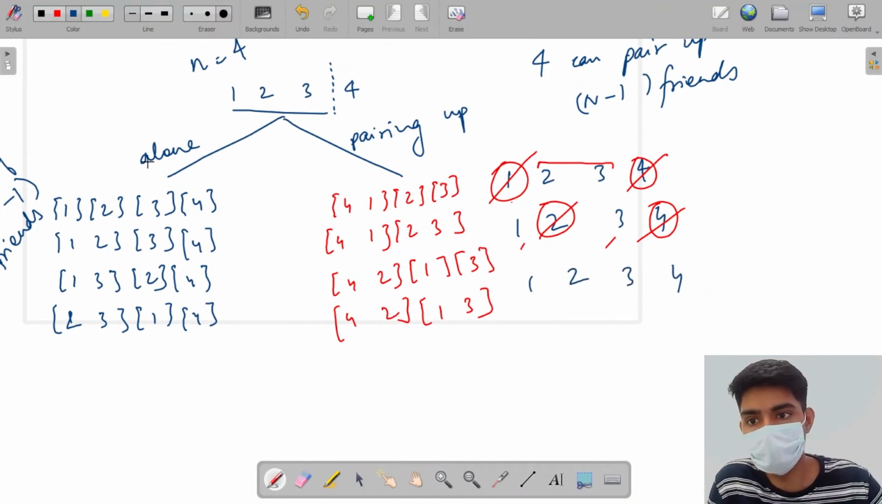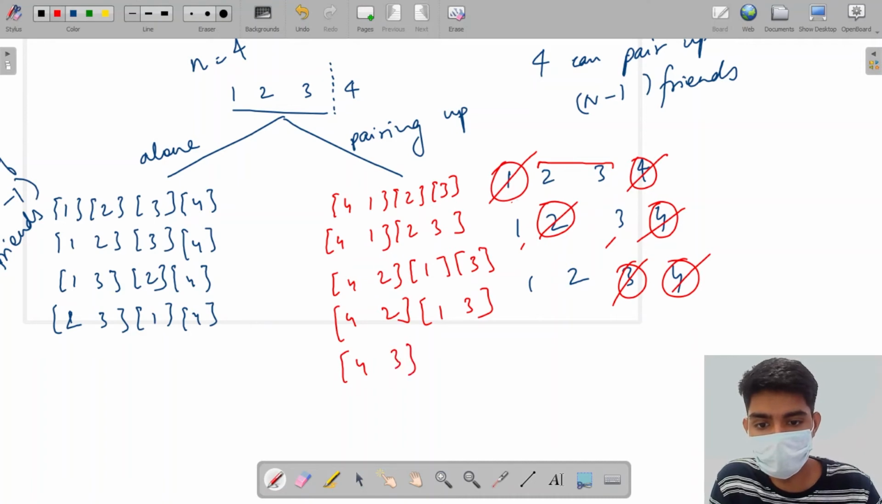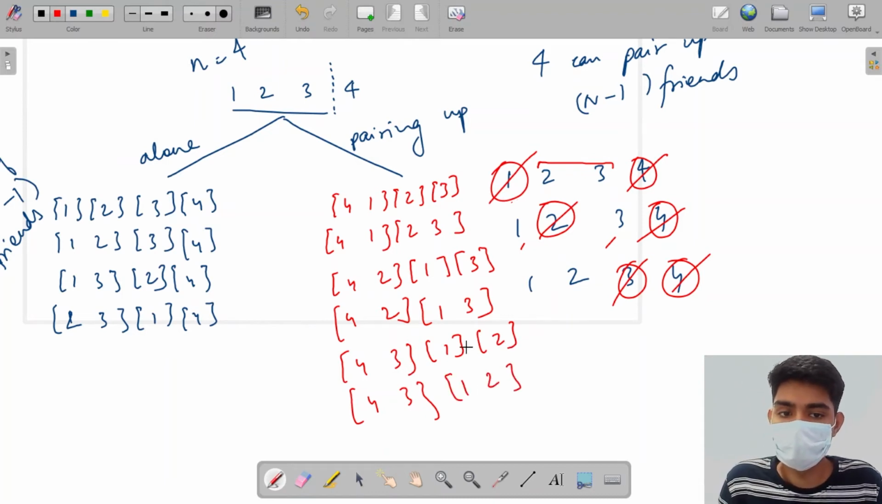If 4 is deciding to pair up with 3, 4 and 3 are pairing up. So if 4 and 3 are pairing up, either 1 and 2 can go alone or 1 and 2 can go as pairs. So what do we see? We see a pattern here, right?